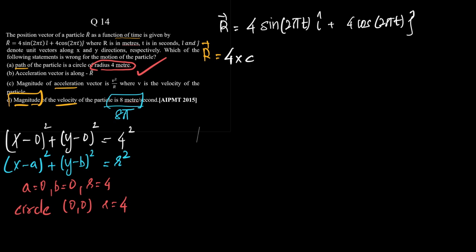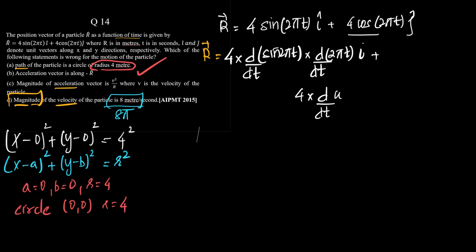So if we differentiate this, what we get is 4 into d by dt of sin 2πt, and always understand when you differentiate, you need to differentiate the angle also. So into d by dt of 2πt î, right, plus the same story for the second term, 4 into d by dt of cos 2πt into d by dt of 2πt, right? So what do we get? Sorry, this is not r, this is v, right? So what is v equal to? v will be equal to 4 into, what is the derivative of sin 2πt?